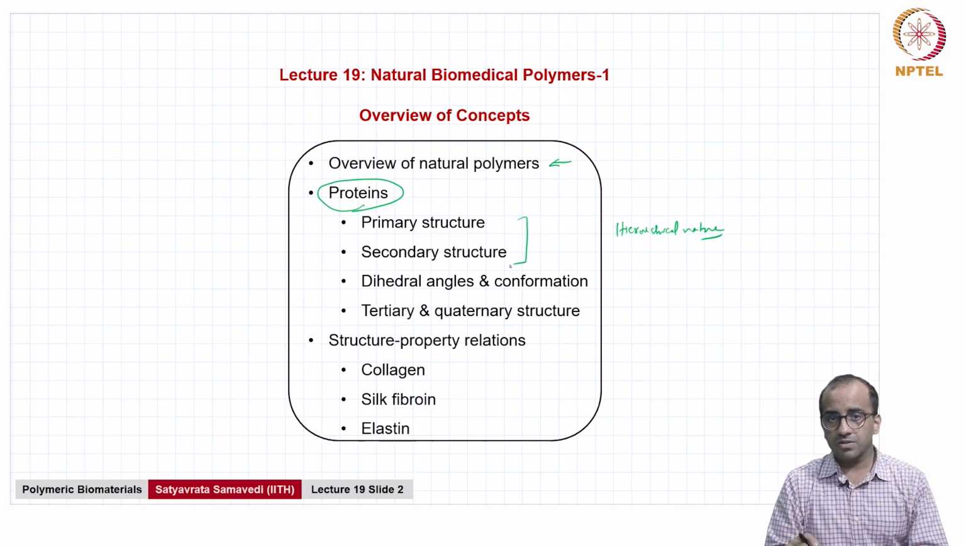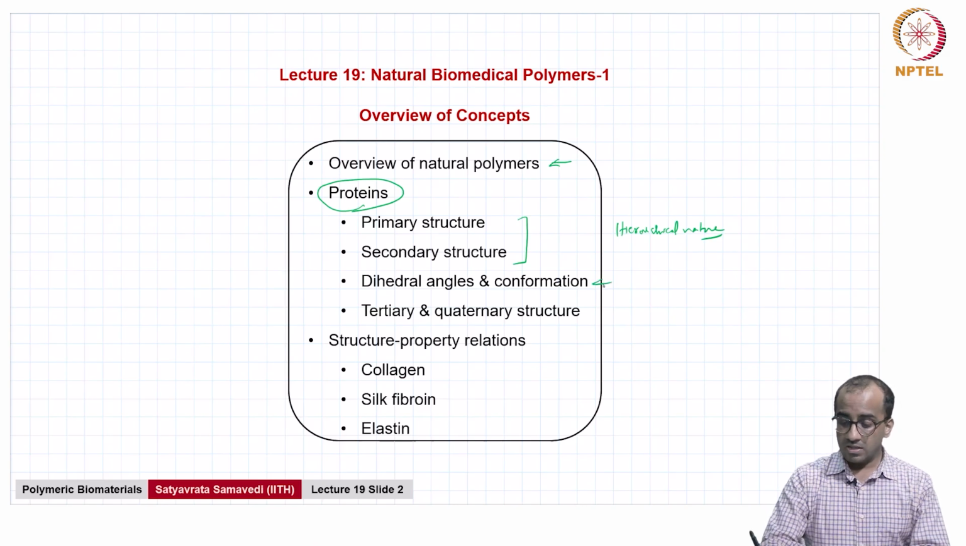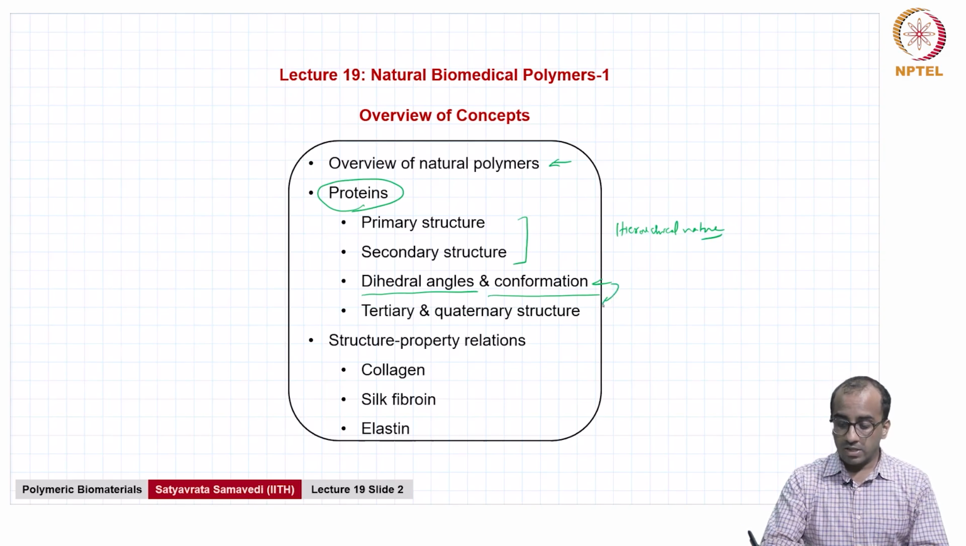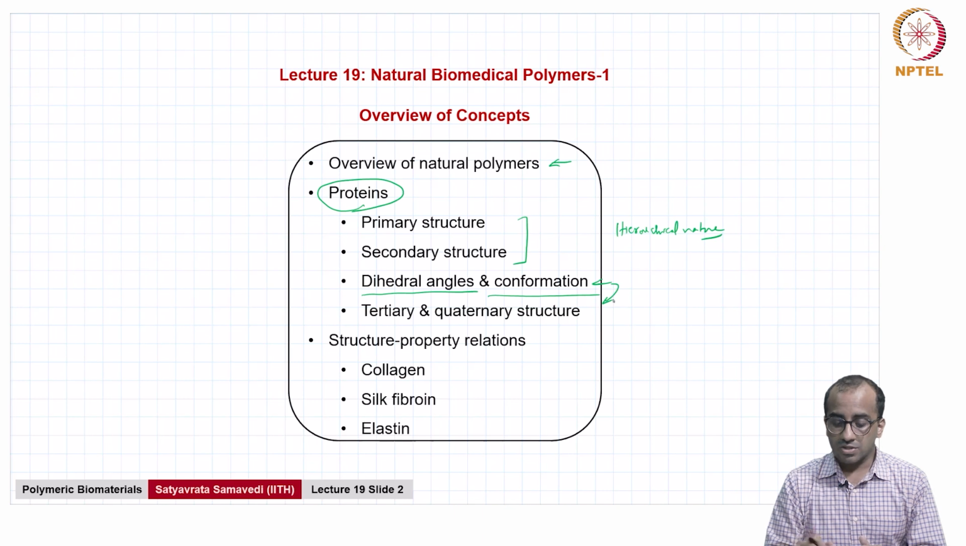So, as part of that, we will look at primary structure of proteins followed by secondary structure. Then we will see some aspects such as the presence of rotatable bonds, dihedral angles, and interactions that lead to protein conformations, all of which together jointly result in higher order protein structures, namely tertiary and quaternary structures. And towards the end of this lecture, we will look at structure property relations in the context of proteins by taking three very specific examples.